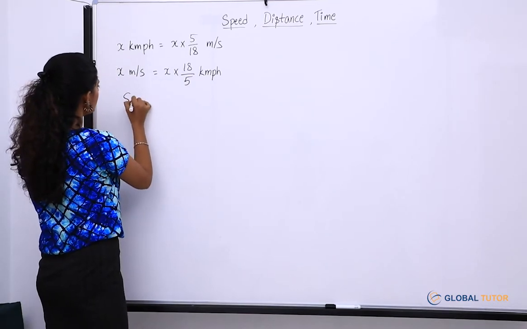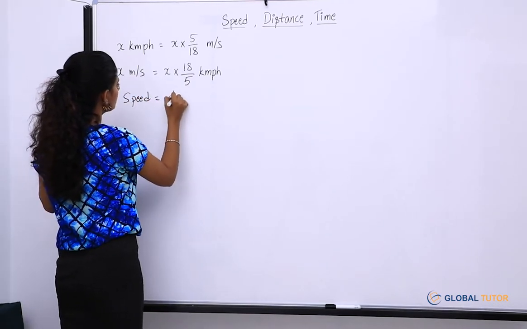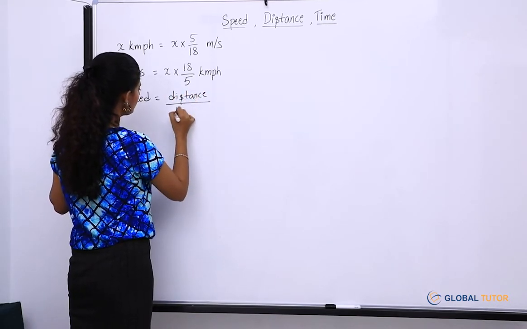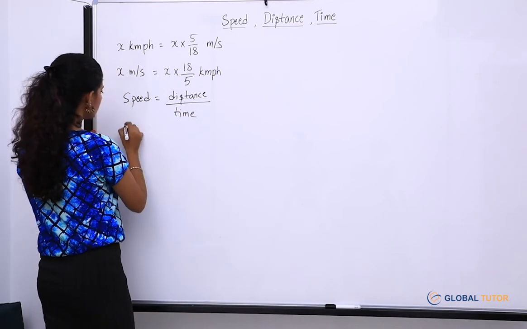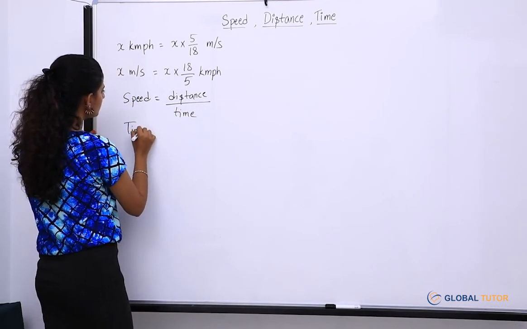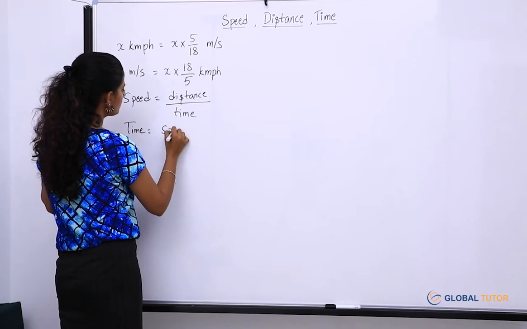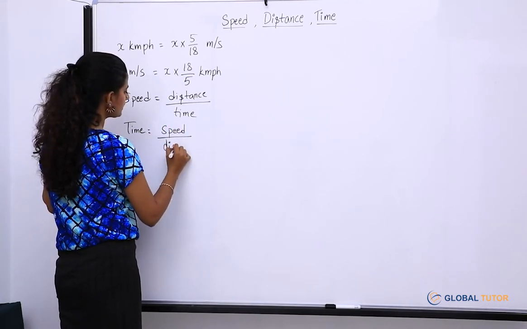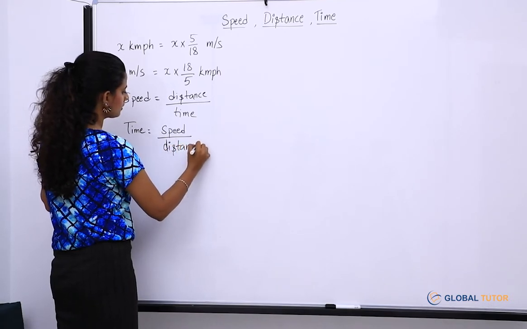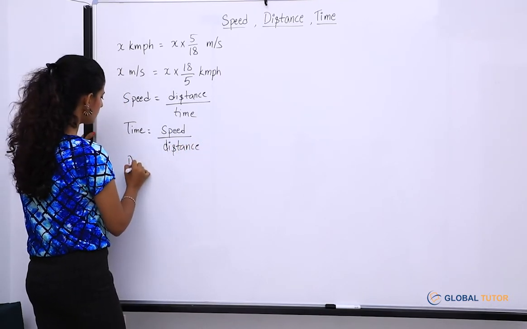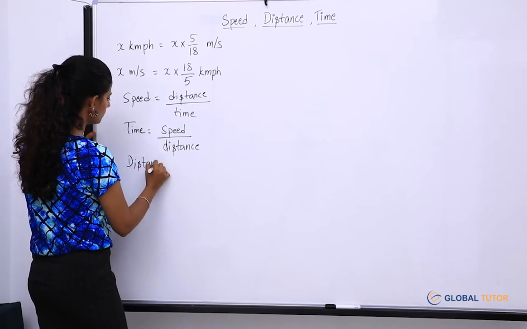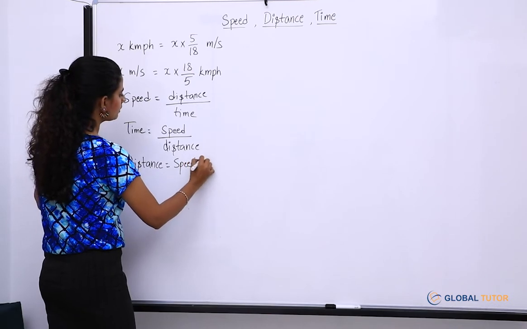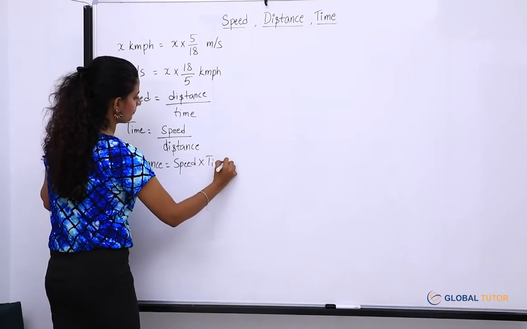Also, speed is equal to distance by time. Yes, and then time is equal to speed divided by distance, and distance is equal to speed into time.